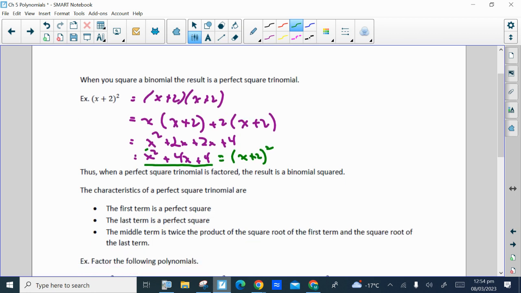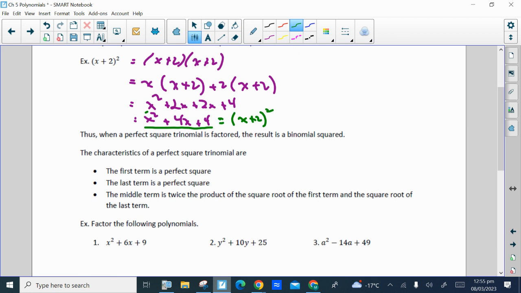So, to factor a perfect square trinomial, again, it's really easy. Once you recognize that it's a perfect square trinomial, it's really easy to factor. So, when you have a perfect square trinomial and you factor it, the result is a binomial squared. These are the characteristics for a perfect square trinomial. The first and last terms must be perfect squares. So, you've got the x squared, there's your first term, that is a perfect square, as well as the last term, positive 4, is a perfect square. So that's what these first two bullets say.